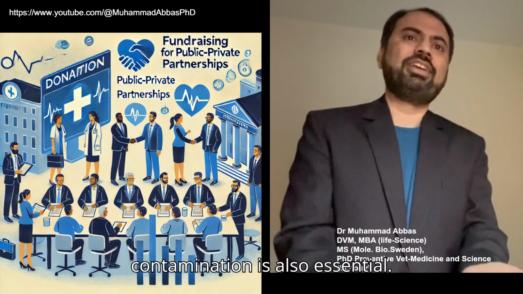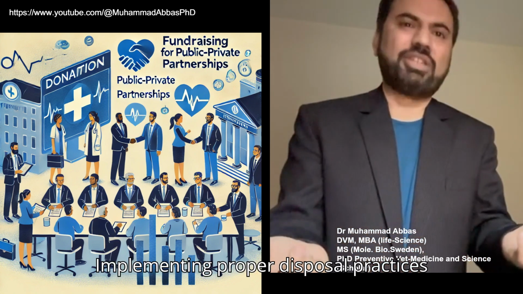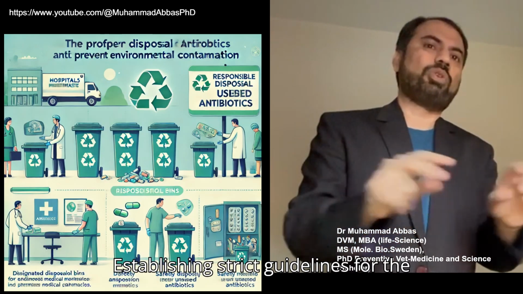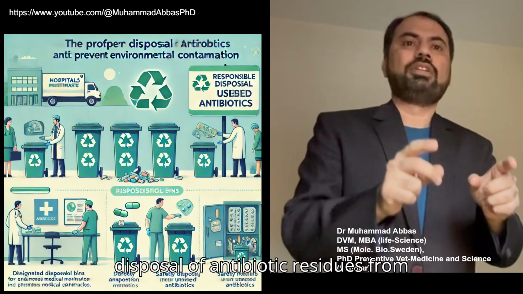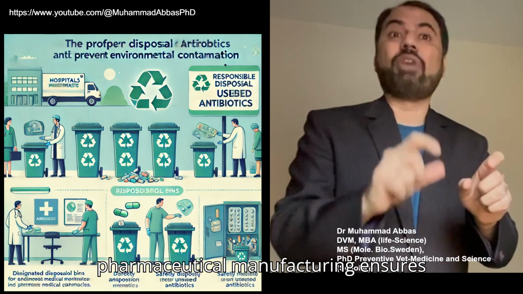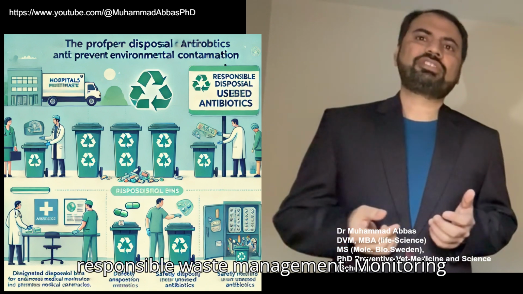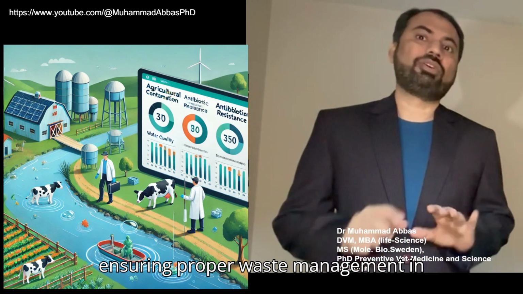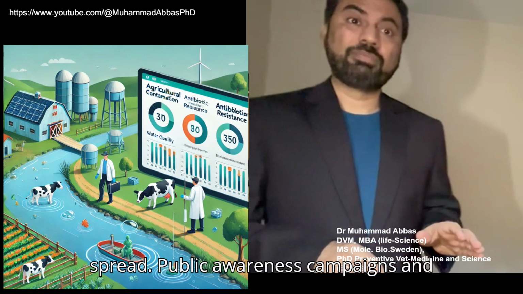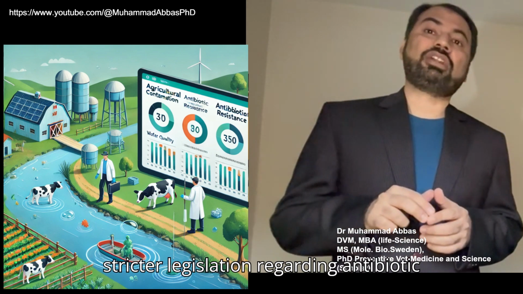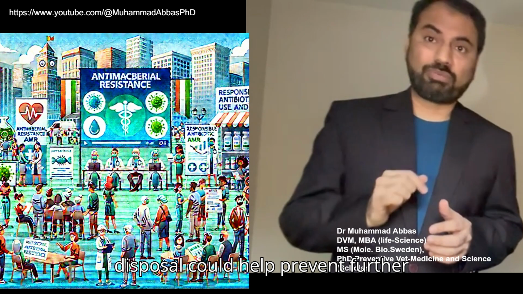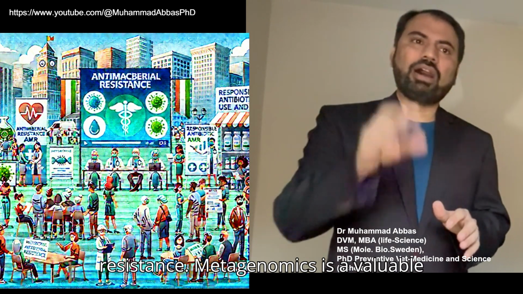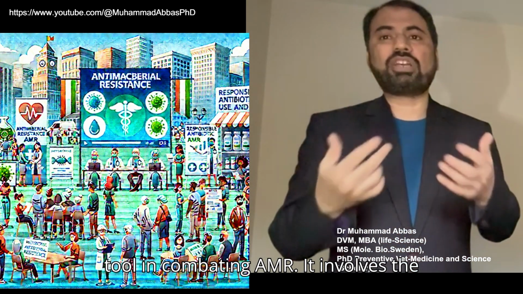Reducing environmental contamination is also essential. Implementing proper disposal practices for unused antibiotics prevents environmental contamination. Establishing strict guidelines for the disposal of antibiotic residues from pharmaceutical manufacturing ensures responsible waste management. Monitoring agricultural runoff by controlling antibiotic use in agriculture and ensuring proper waste management in livestock farming helps limit resistance spread. Public awareness campaigns and stricter legislation regarding antibiotic disposal could help prevent further environmental contamination, ultimately reducing selective pressure for resistance. Metagenomics is a valuable tool in combating AMR.